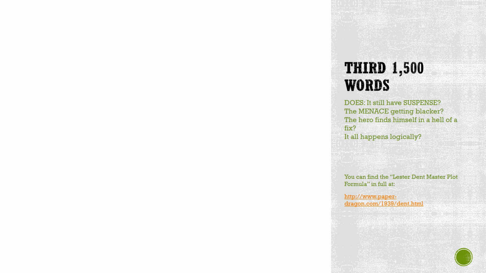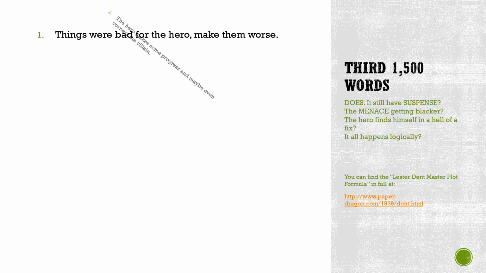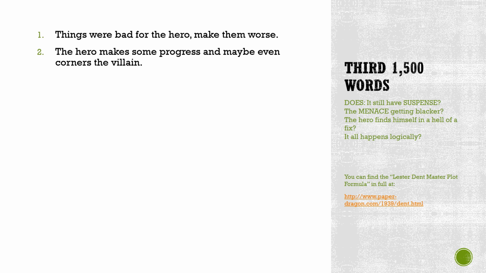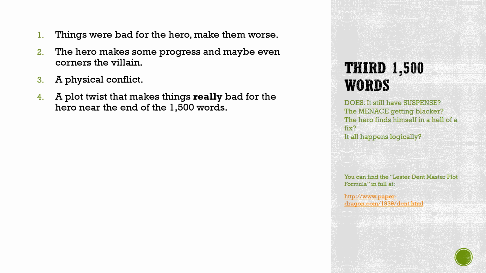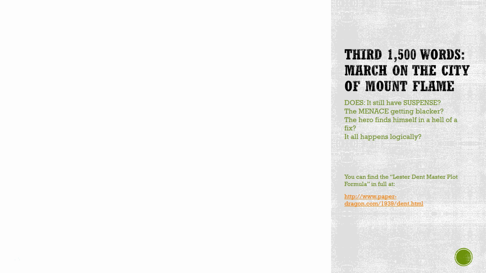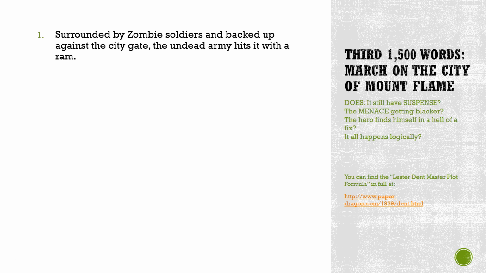In the third 1500 words, does it still have suspense? Let's see. Things were bad for the hero, make them worse. The hero makes some progress and maybe even corners the villain. A physical conflict, of course. A plot twist that makes things really bad for the hero, and that comes near the end of the 1500 words. And for March on the City of Mount Flame, that goes like this.